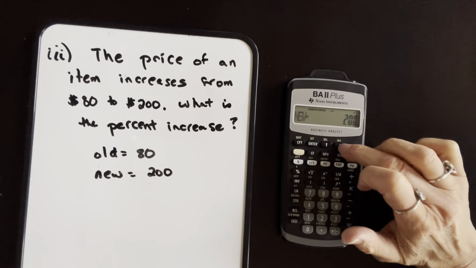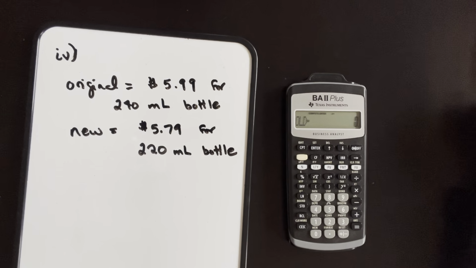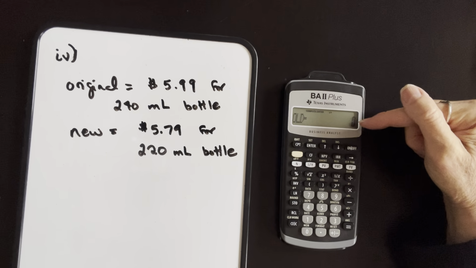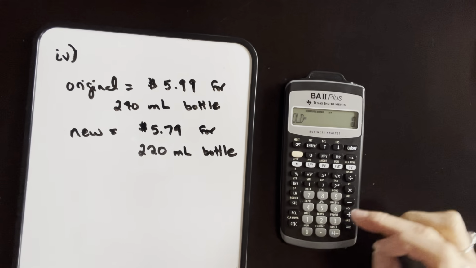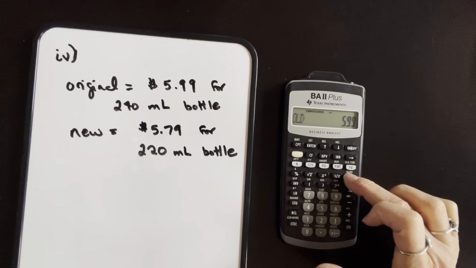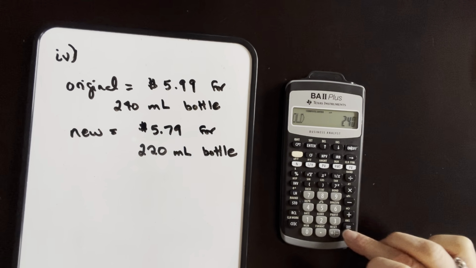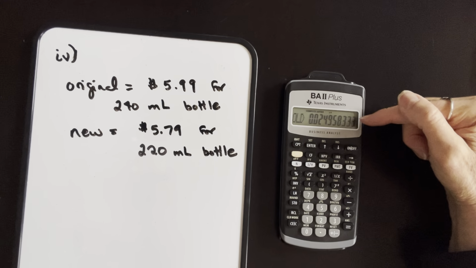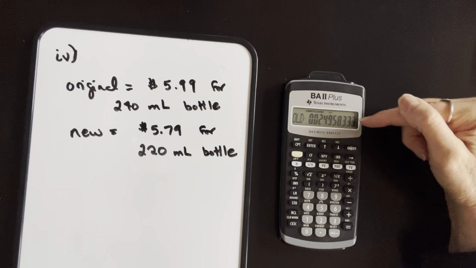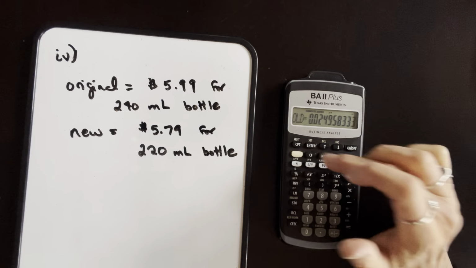So second, clear work. In our last example, the regular price for a bottle of shampoo was $5.99 for a 240 milliliter bottle, and the price changed to $5.79, but the bottle size decreased to 220 milliliters. So to enter the old value, we're going to take $5.99 and divide by 240 equals, that's going to be the price per milliliter. So that's what we're going to enter for our old value.